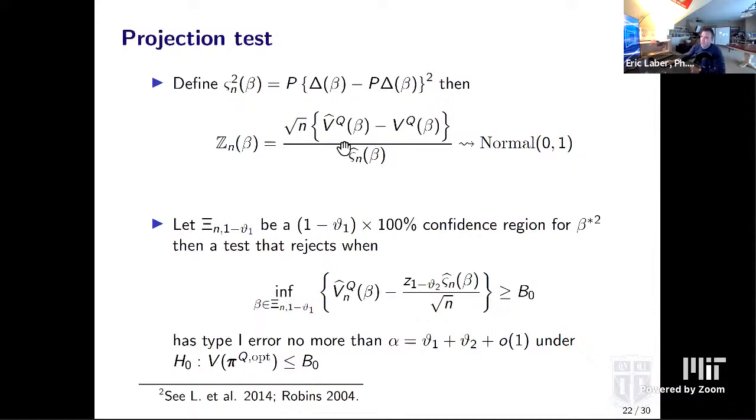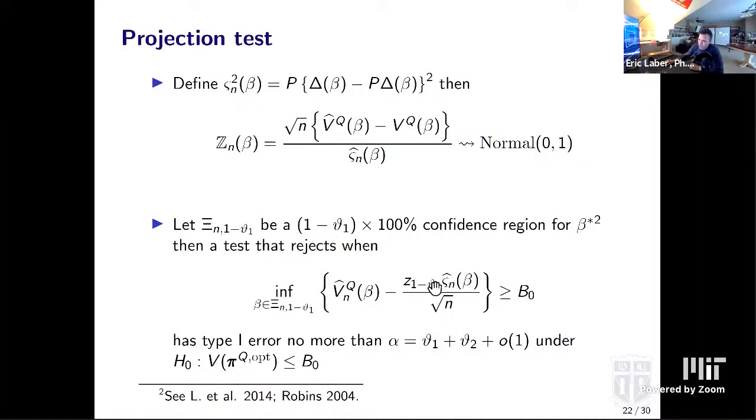So the idea is you can first construct a confidence region for beta star, and then use the fact that this is normal for every single beta and take a union over betas in the confidence region for the true coefficients. This is the idea of a projection test. You take a 1 minus theta 1 confidence region for beta star, and then you have a test that rejects when you take the inf over this confidence region of V hat of beta minus z 1 minus theta.